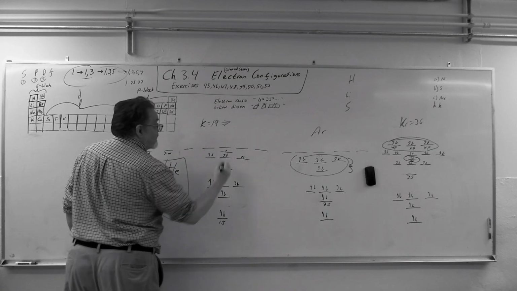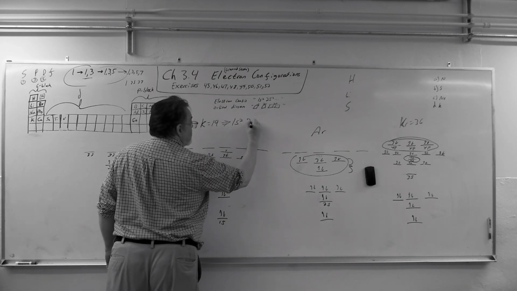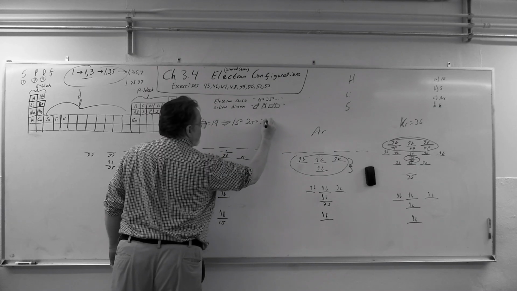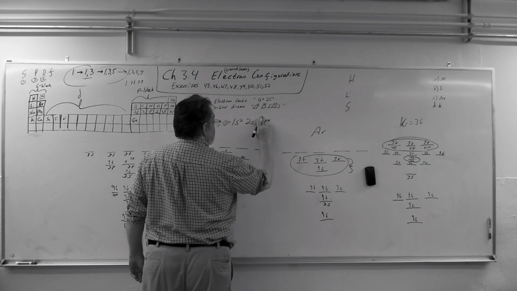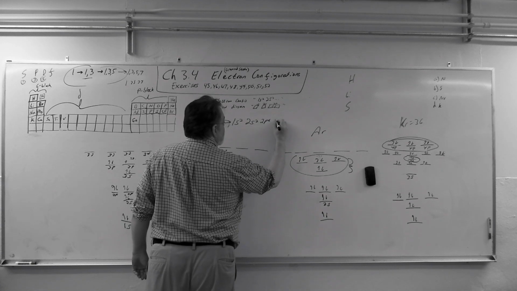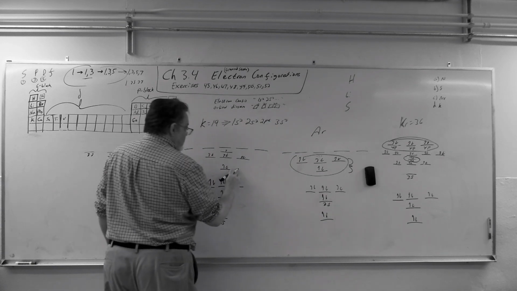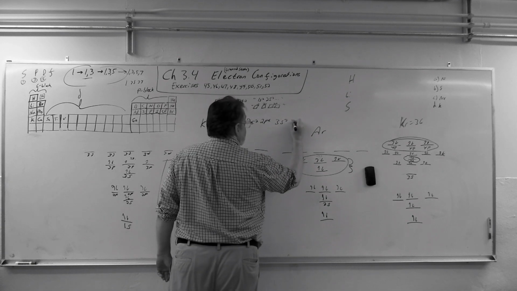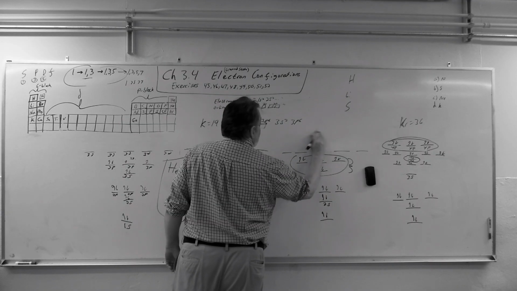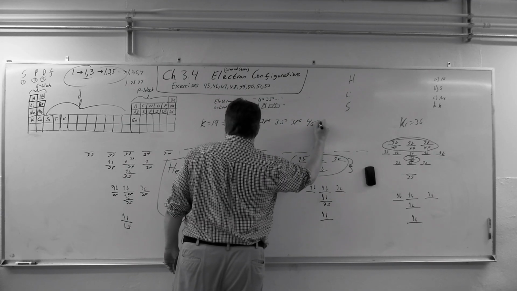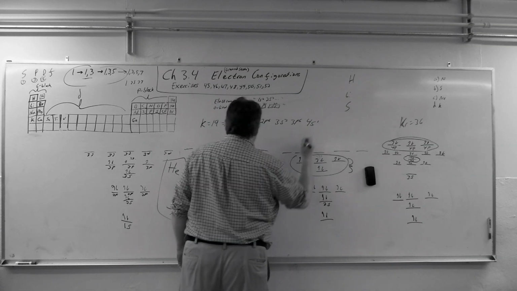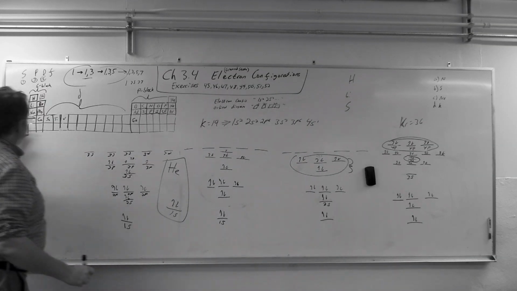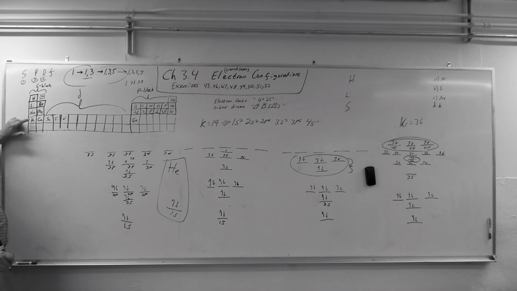I would go 1s2, 2s2, 2p6, 3s2, 3p6, 4s2, no, 4s1. That's where we are. We're in the s block with one electron.